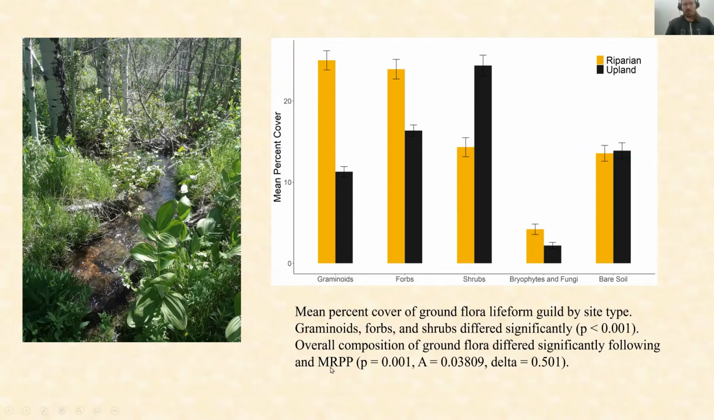We used an MRPP, a multi-response permutation procedure, which is kind of like a fancy t-test, essentially. And the overall composition was different, but also the main groups, graminoids, forbs, and shrubs, were different between the two groups as well, with graminoids and forbs pretty much dominating in the riparian zones and shrubs dominating in the upland zones. But the percent cover wasn't different. So if you consider bare soil as the reciprocal of cover, we see that they're experiencing the same amount of cover of the ground floor layer, but what's there is different.